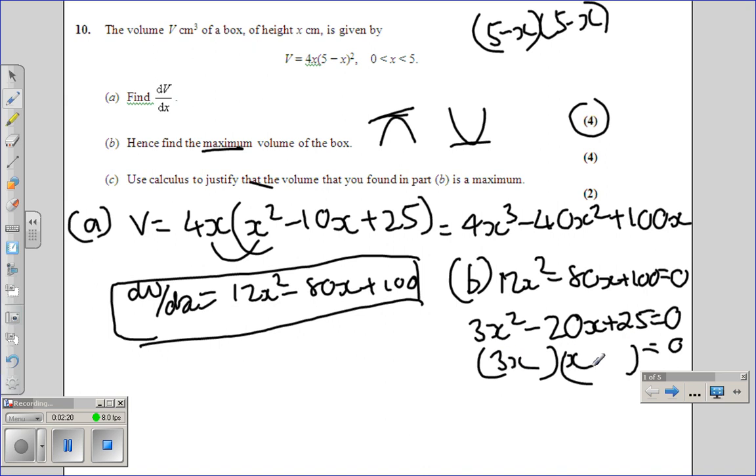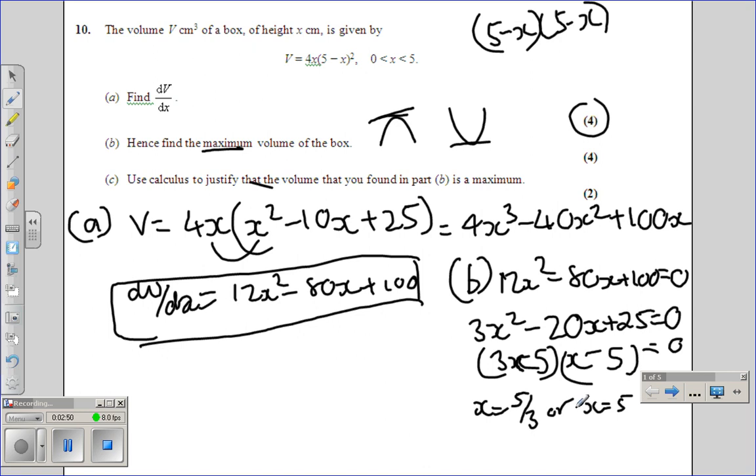3x, x, two things that multiply to give 25. It's either going to be 1 and 25, which it's not, or 5 and 5. That would give you 15x, that would give you 5x. We want minus 20, so minus 15x and minus 5x gives you minus 20. Double check that minus 5 times minus 5 gives you this number here, which it does. So x equals positive 5 over 3, or x equals 5.